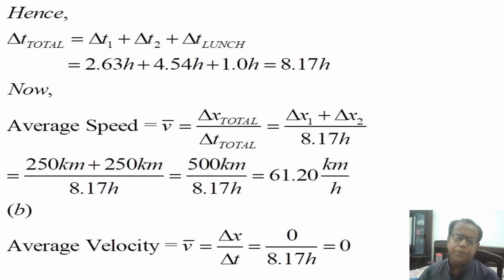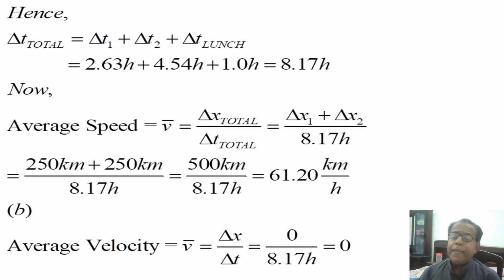Now we come towards part B. Average velocity, v bar, equal to delta x over delta t, is equal to 0 over 8.17 hours, is equal to 0. Dear students, here because in case of velocity we are not dealing with distance, we are dealing with displacement. From where we had started our journey, we have terminated our journey at the same point.